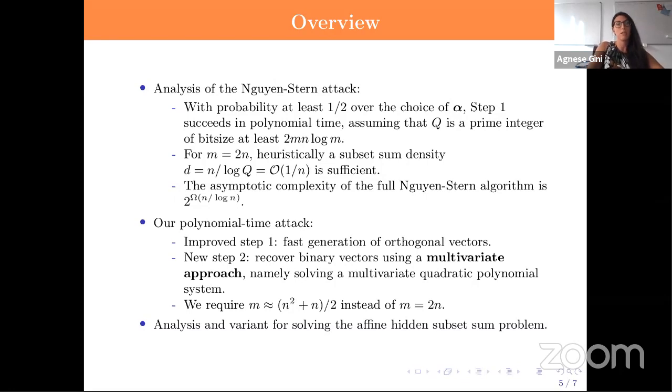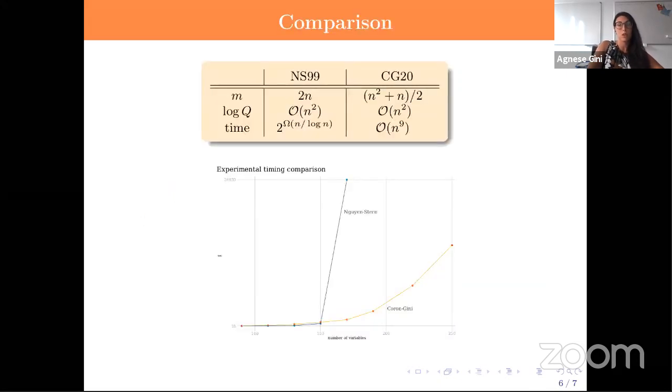I just want to mention that we also consider the affine hidden subset sum problem, as in the Nguyen-Stern paper of '99, providing an analysis and a variant also for this problem. So summarizing, in our paper, we describe an algorithm for solving the hidden subset sum problem which works in polynomial time with the same minimal size of the modulus, but we require a number of samples which is quadratic in n instead of linear. And this was confirmed by practical experiments too.